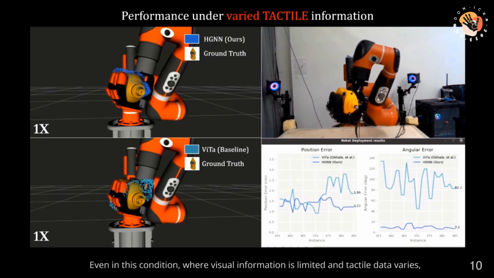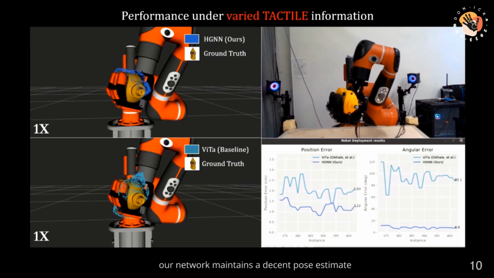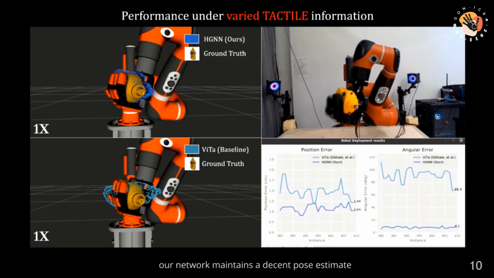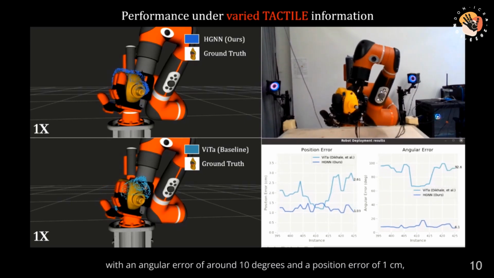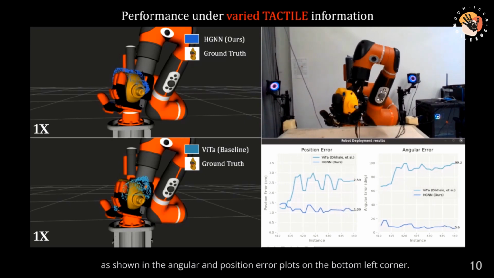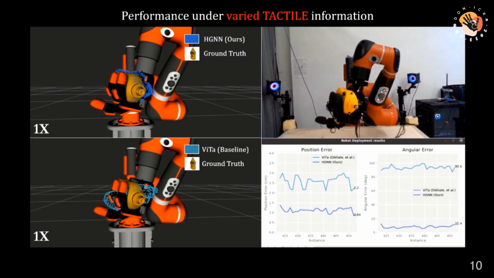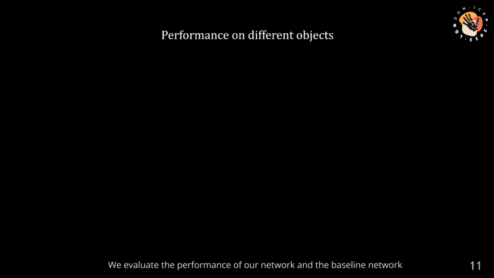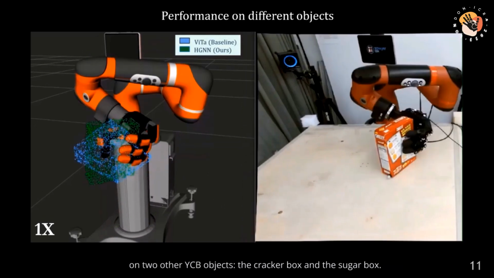Even in this condition, where visual information is limited and tactile data varies, our network maintains a decent pose estimate with an angular error of around 10 degrees and position error of 1 centimeter, as shown in the angular and position error plots on the bottom left corner. We evaluate the performance of our network and the baseline network on two other YCB objects, the cracker box and the sugar box.